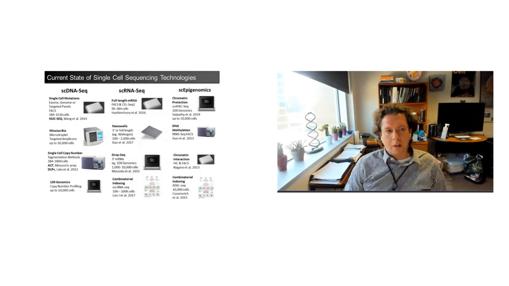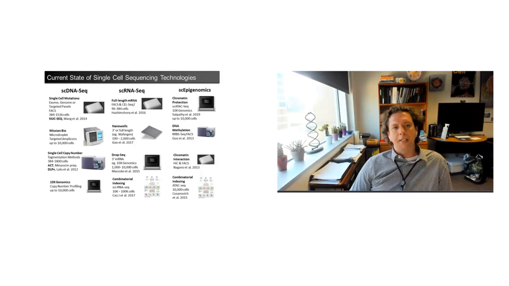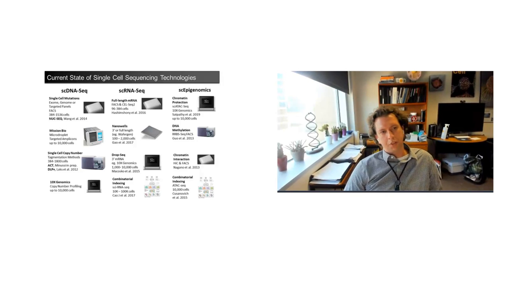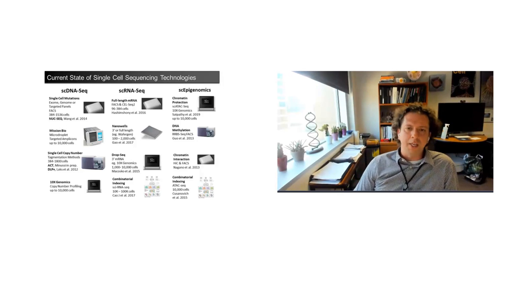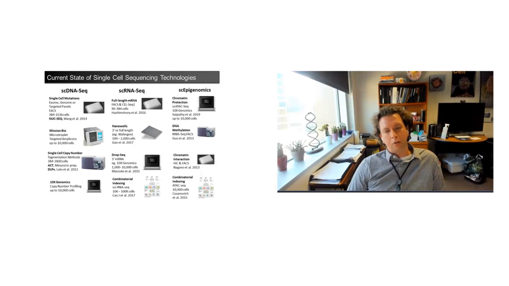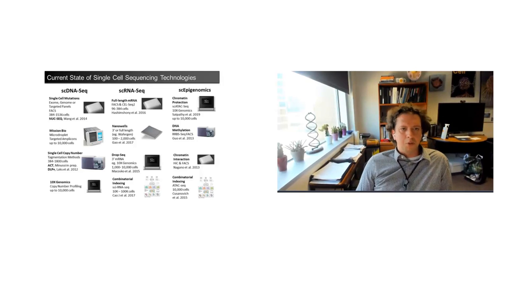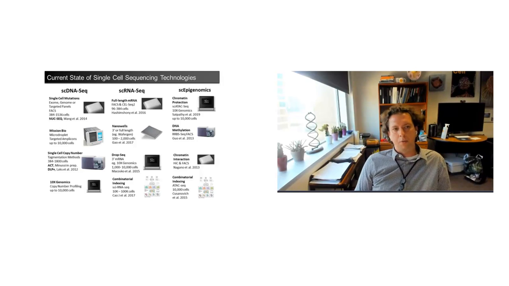And so there's different technologies available, as many of you know. There are techniques to do single-cell DNA sequencing. This includes both mutations and copy number alterations. There are approaches to do single-cell RNA sequencing, now using nanowells or microdroplet approaches, and methods to do single-cell epigenomics, which most commonly involves things like ATAC sequencing to look at chromatin accessibility, but also methods to do DNA methylation and look at chromatin interactions as well.